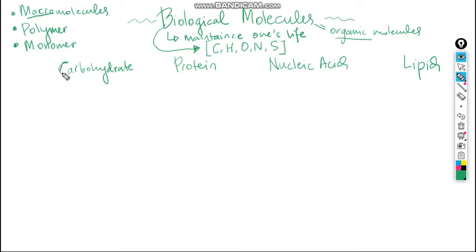Carbohydrate is a macromolecule that has a polymer. I'm writing the different words here, the pink one, in a different color. The polymer is polysaccharide. So what actually is a polymer? A polymer here is a big molecule built from a repeating subunit.